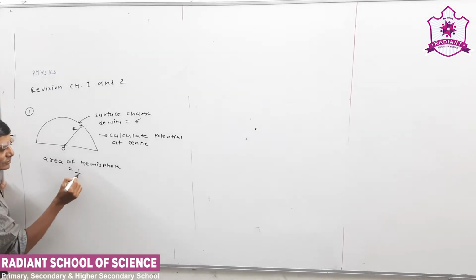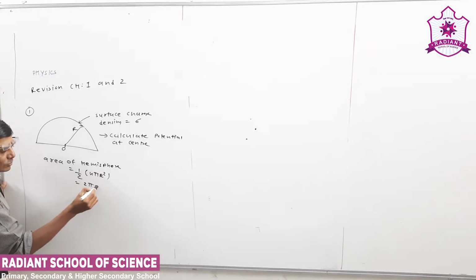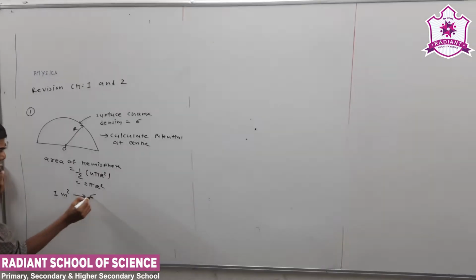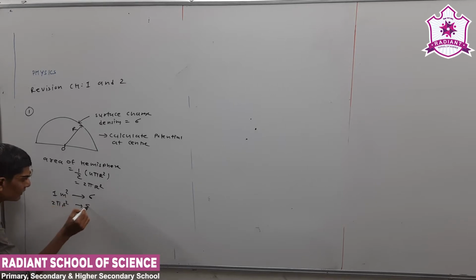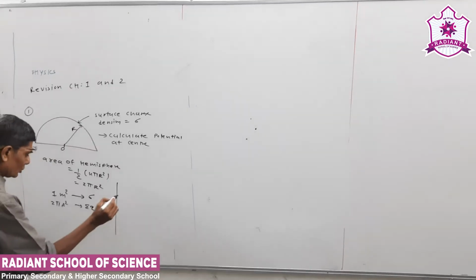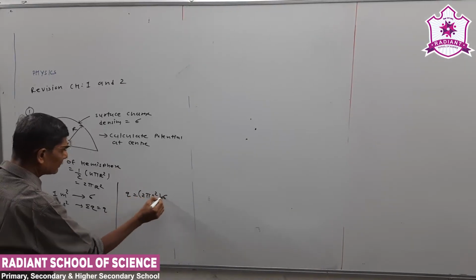So it will be half of the sphere, 2 pi r square. Now see, in 1 meter square the charge is sigma, that is the definition of surface charge density. In 2 pi r square, the charge is q. So q will be 2 pi r square into sigma.